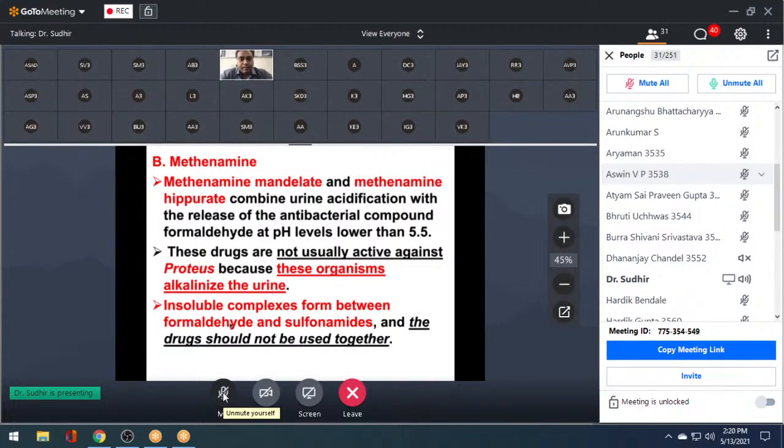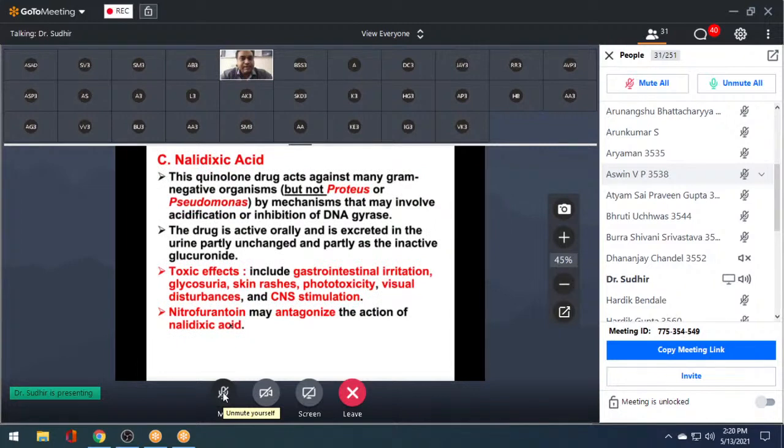And coming to the next drug, that is nalidixic acid, it is called the prototype of the fluoroquinolones. It is a fluoroquinolone group of drug. This drug acts against many gram-negative organisms, but not against Proteus and Pseudomonas. The mechanism is by DNA gyrase inhibition. This drug is active orally and is excreted in urine, partly unchanged and partly as inactive glucuronides.